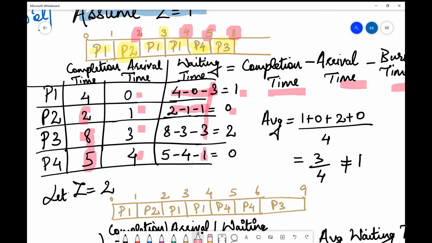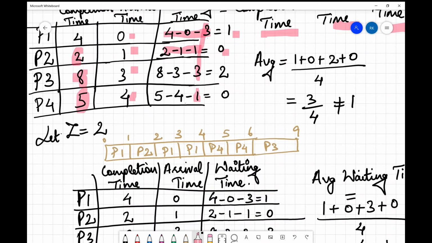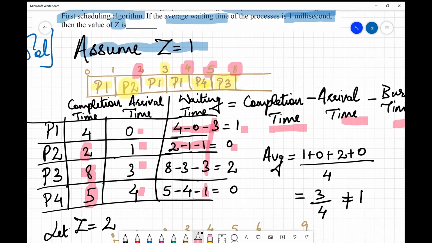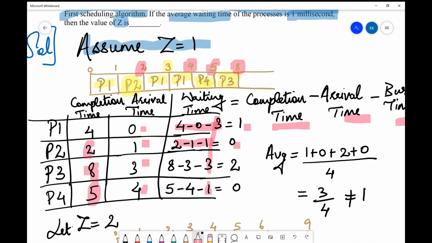That means I had to take z's value as something else. So again, I'll have to check by taking z equals to 2. Now, you don't have to do a lot of work over here. Just by putting z equals to 2, what will happen is the process from here till here will remain the same.